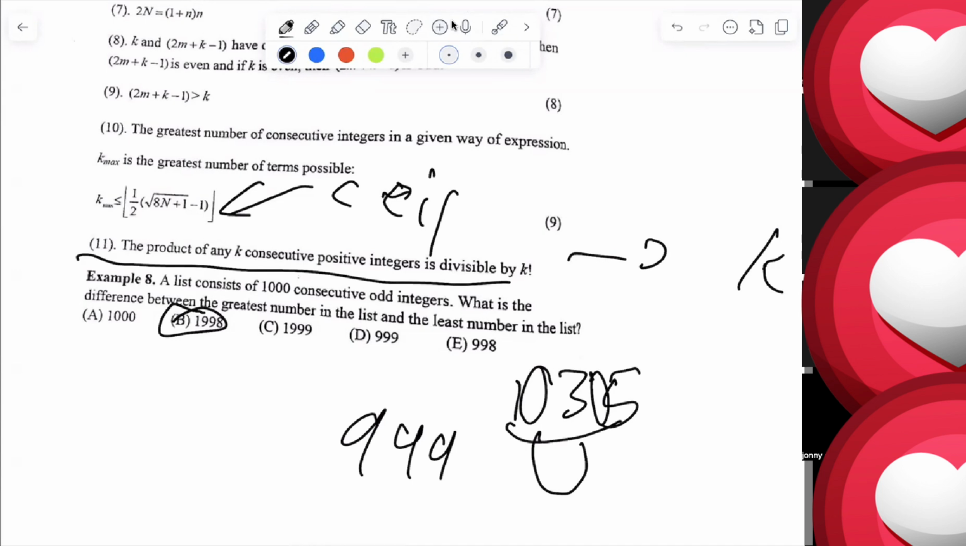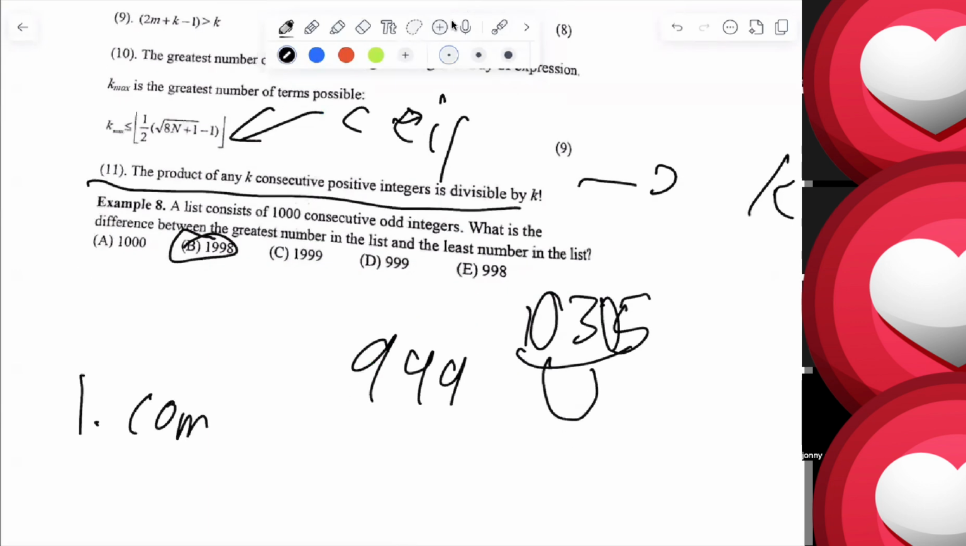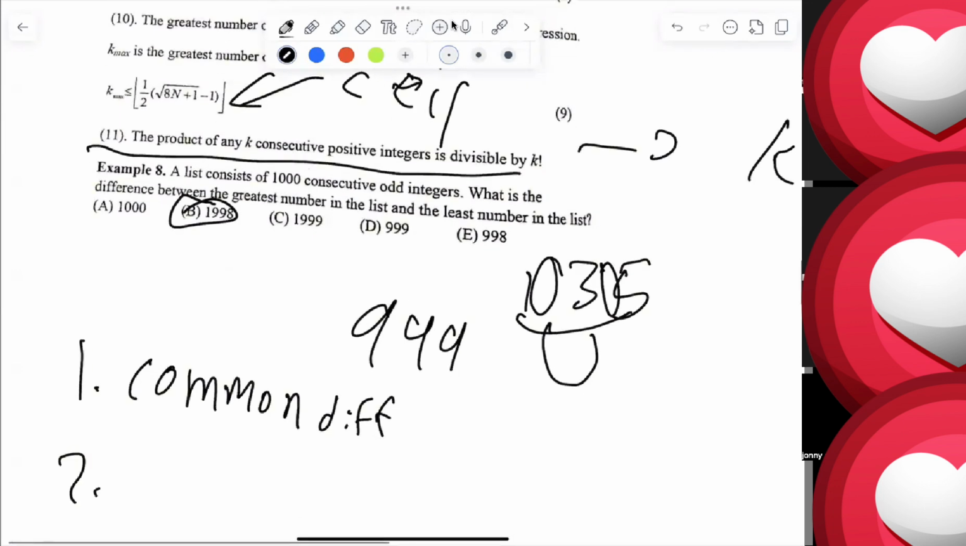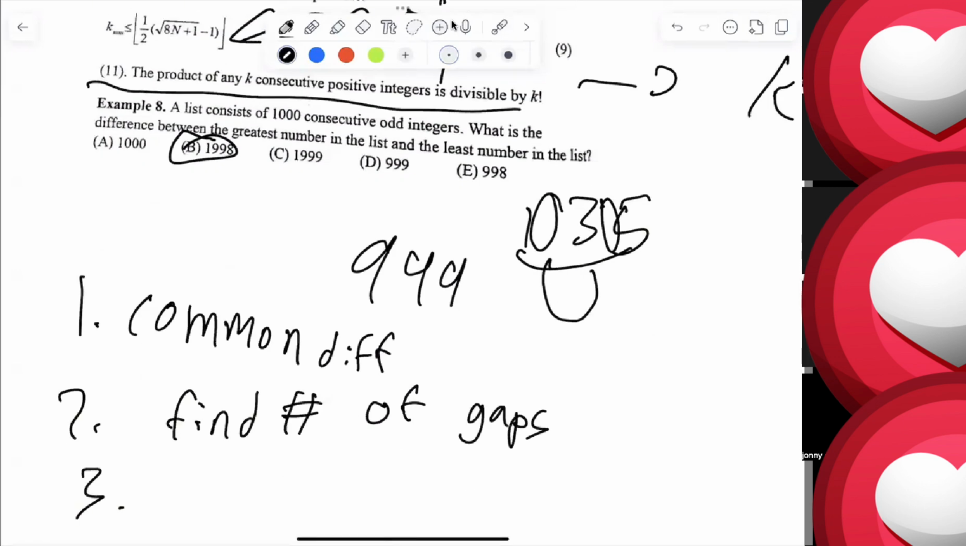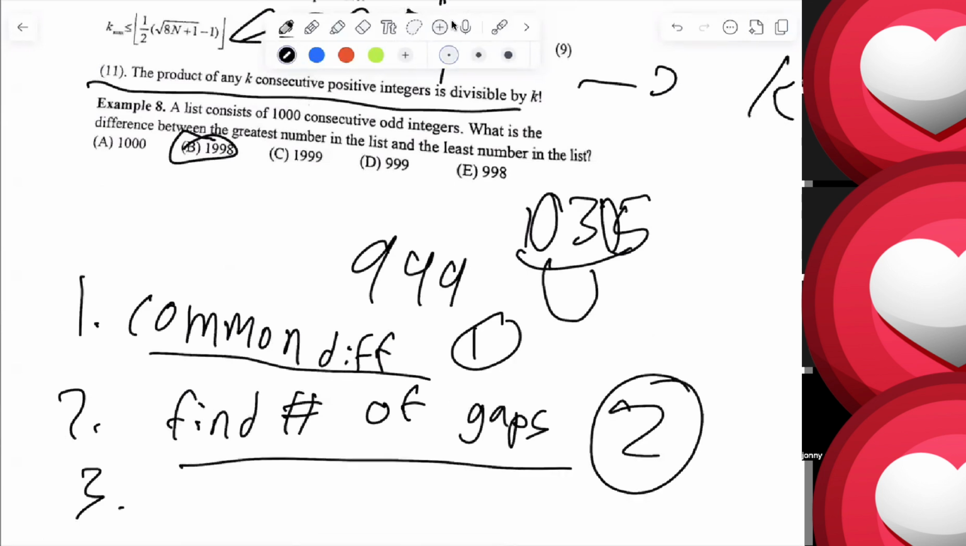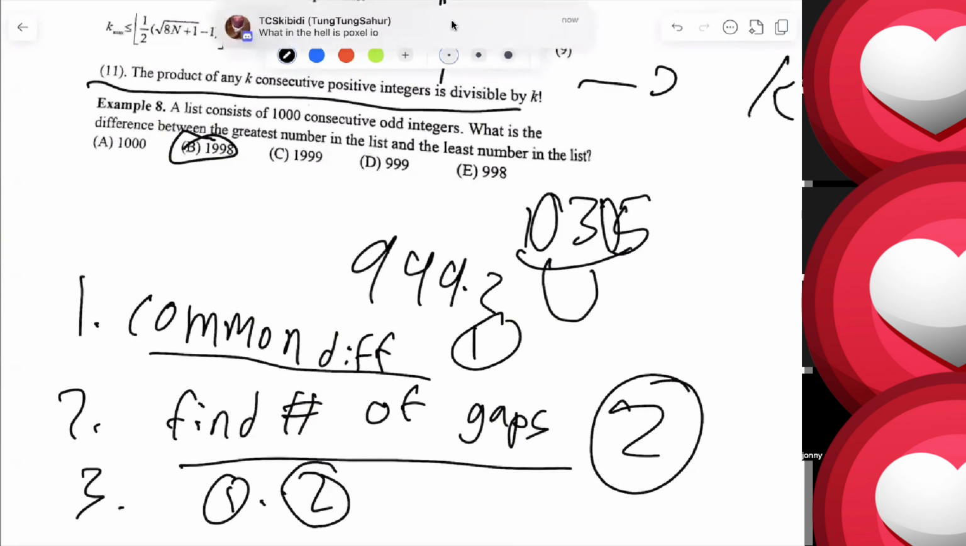So to solve this question, we just need to find the gap. First, the common difference. Second, find the number of gaps. Third, multiply them. In this case, the common difference is 2 and the number of gaps is 999. 999 times 2 is 1998, which is just B.